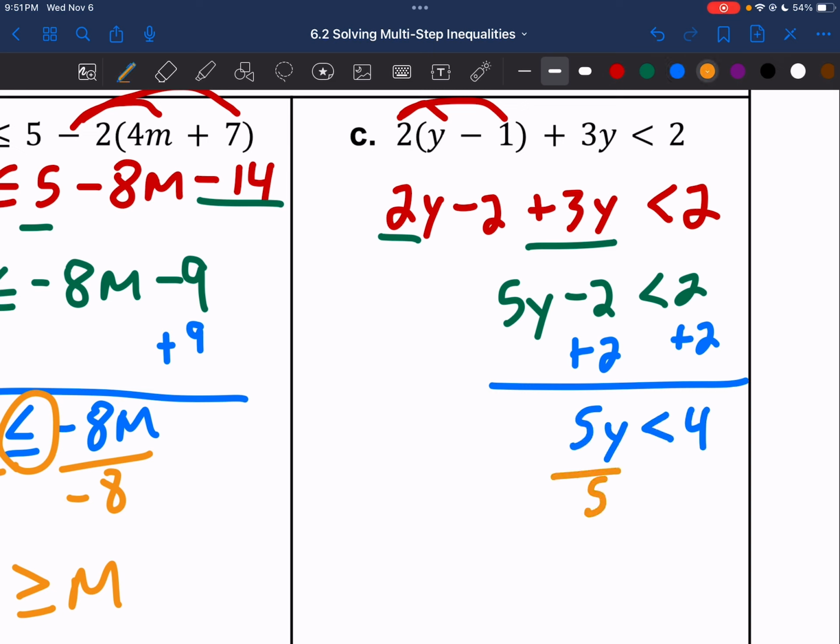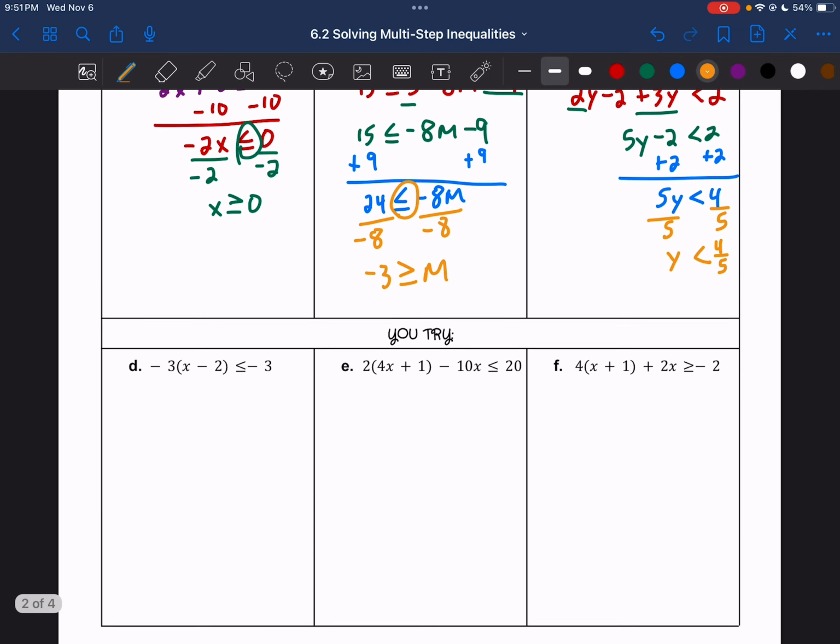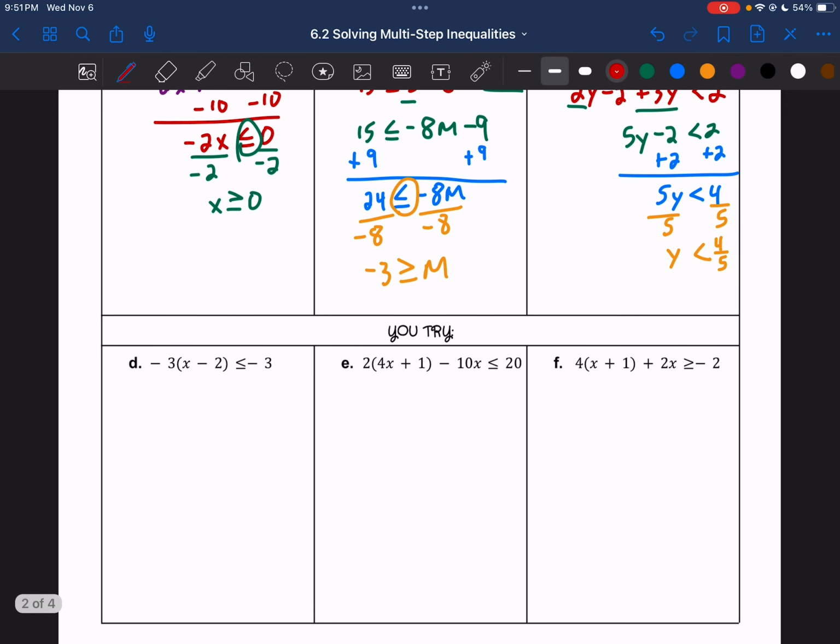And then we divide both sides by 5. Y is less than 4/5. If you wrote that as y is less than 0.8, that would be an acceptable response. All right, there are 3 you try problems. I want you to do those on your own and then check your work against mine.